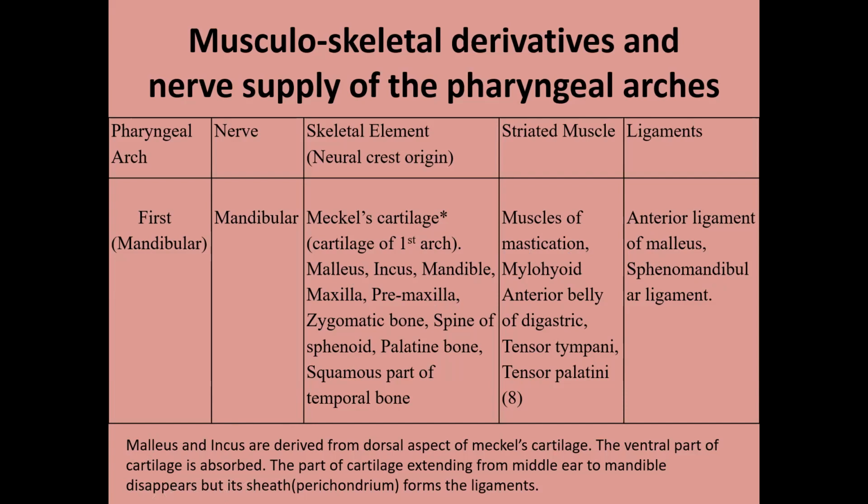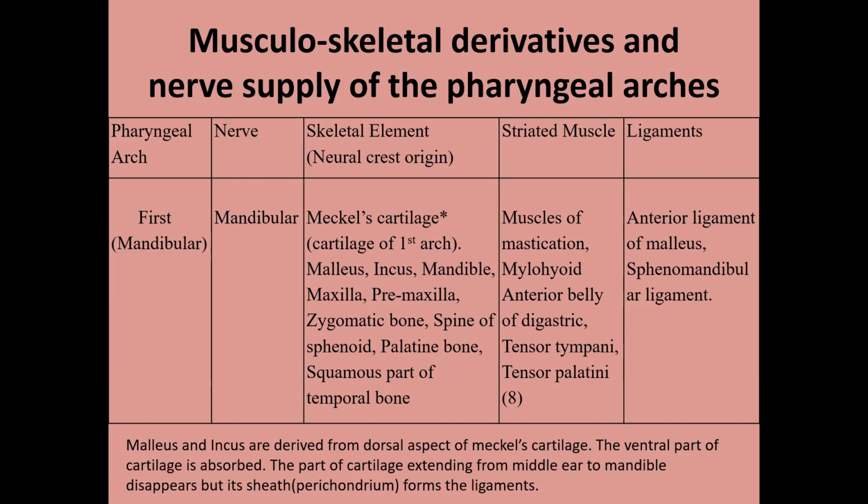Now, what are the muscles derived from the first arch? There are 8 muscles. So we have the 4 muscles of mastication, the temporalis, the masseter, the lateral and medial pterygoids, and then we have the mylohyoid and the anterior belly of digastric, tensor tympani and tensor veli palati.